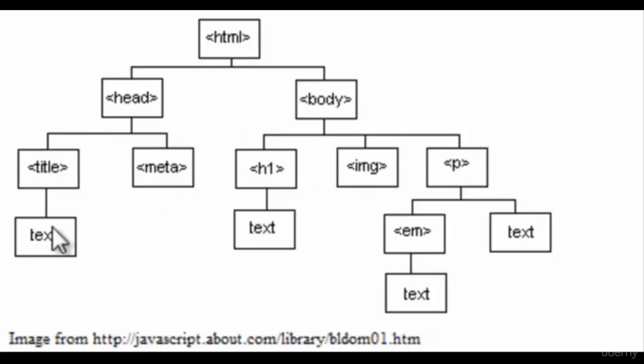Now the content, the boxes where you see the word text, don't actually count as children. They're actually just part of the element. So text would not be a child. However, EM would be a child of paragraph.